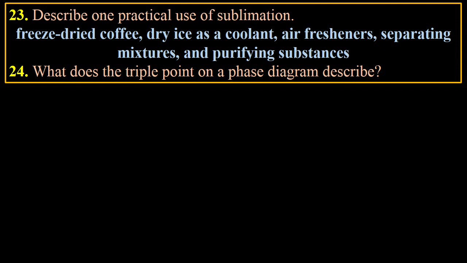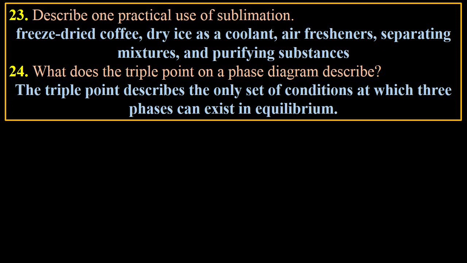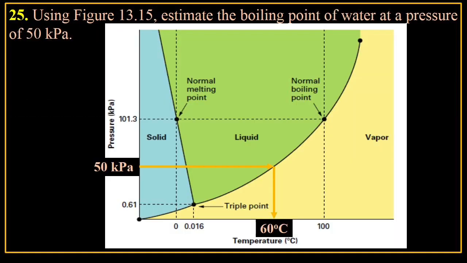What does the triple point on a phase diagram represent? The triple point describes the only set of conditions at which three phases can exist in equilibrium. So it's a point of equilibrium.